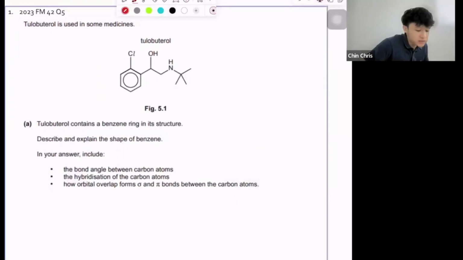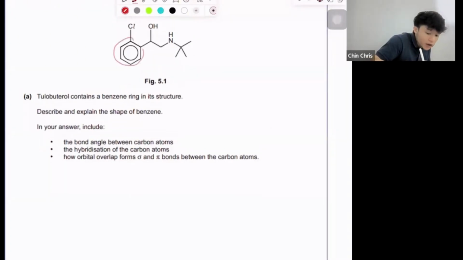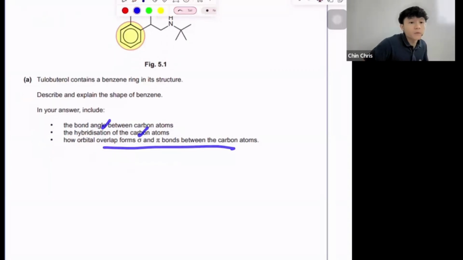Tolubutyrol is used in some medicine and contains the benzene ring. I want you guys to explain the shape of this ring itself. Please give me the bond angle, hybridization state, and how overlap is formed. Go. Please tell me the bond angle first.